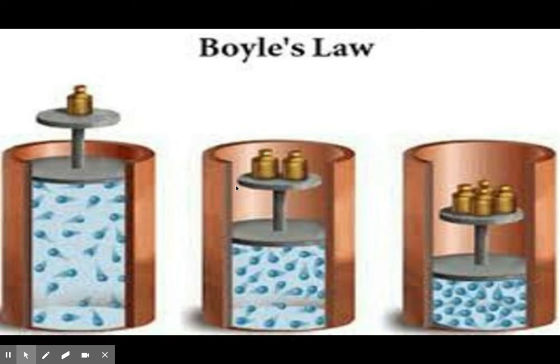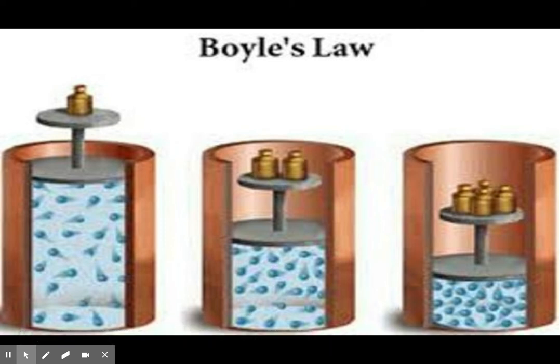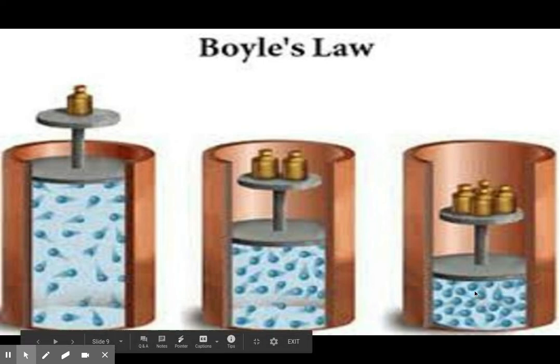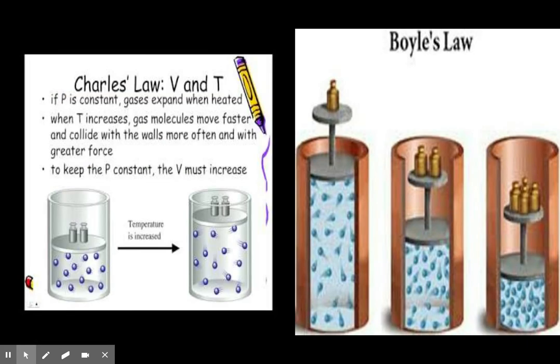If I add a second weight, the volume of the container decreases because now there's more weight pushing the lid down, and that's going to give these particles less room to move around. They're going to hit each other more, and that's going to increase the pressure. If I add even more weights, that's going to push the lid down even further. Now we've got even more collisions because there's less room to move around, and that's going to cause my pressure to go up.